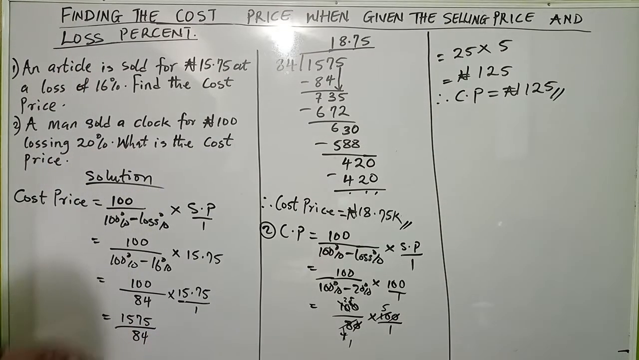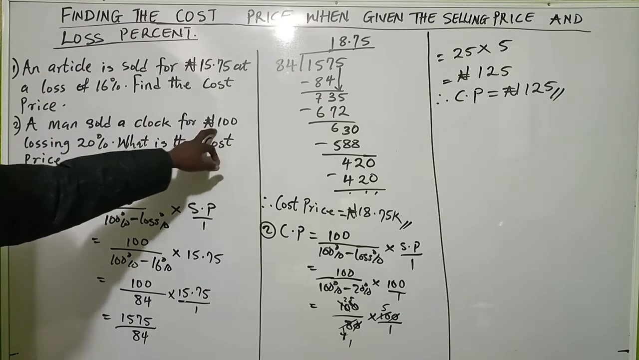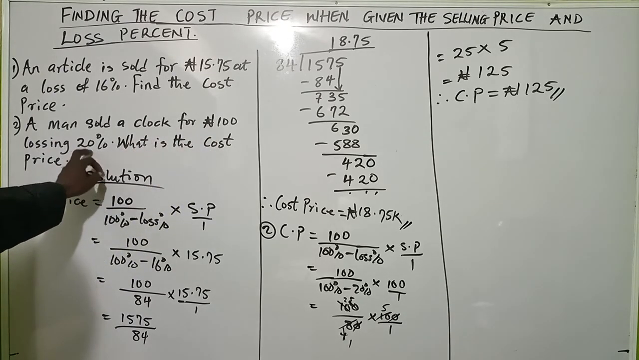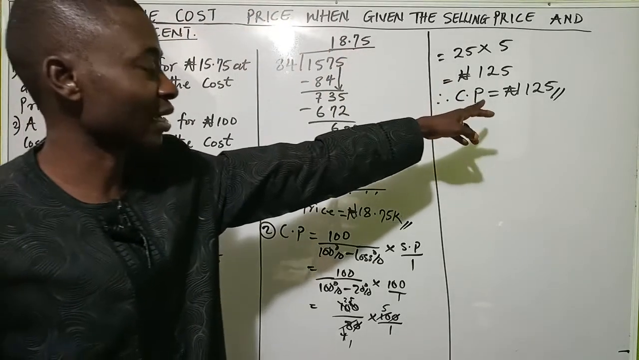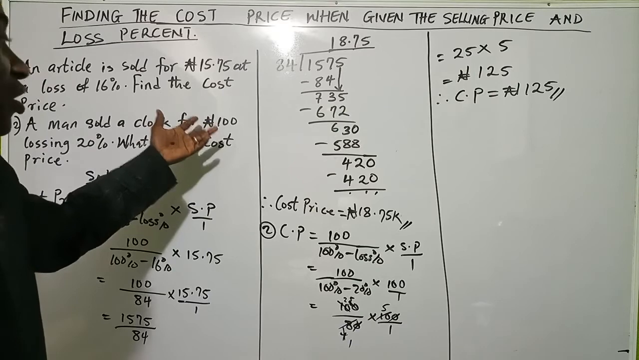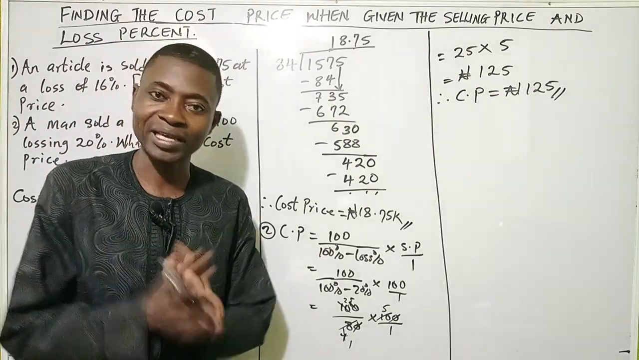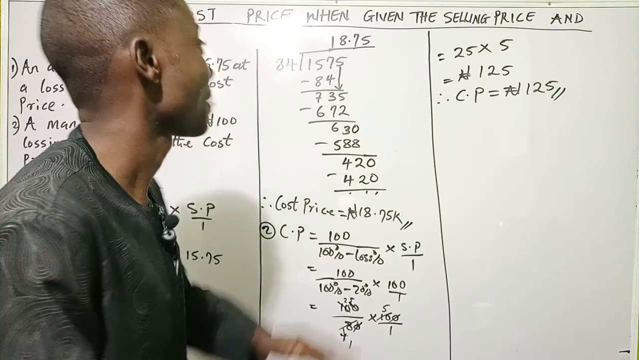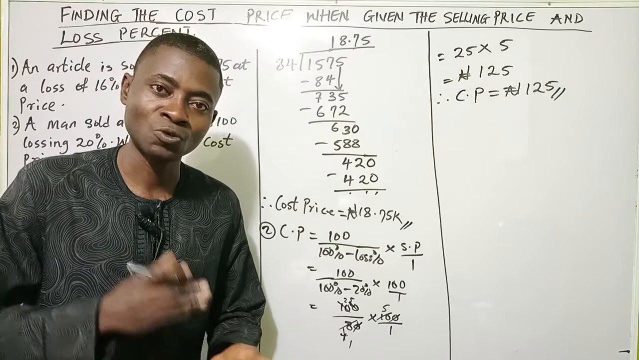So that is the cost price of that very cloth that the man actually sold for 100 naira, losing 20%. Okay, he actually bought that cloth from the market at a rate of 125 naira, and getting to the shop, sold it for 100 naira. So that is it. Very simple. Again, what do you need under this topic? It's very, very important for you to know your formulas. Know your formula.